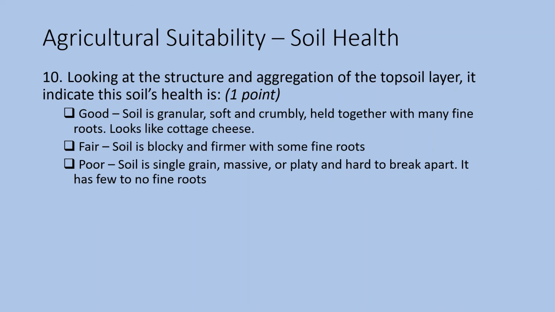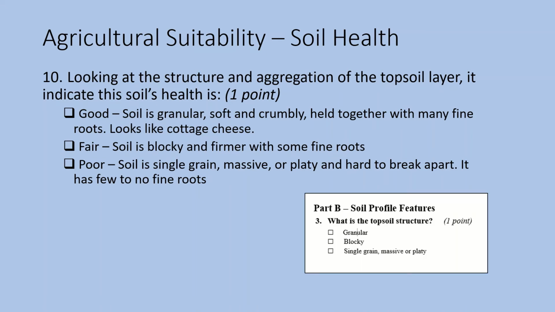And our final soil health question is looking at the structure of the soil. Remember in part B, we asked you about the topsoil structure. So then you'll use that structure to evaluate the health of the soil. We talked about with the different structures, usually when we have a lot of organic activity and organic matter in the soil we'll get a granular form, kind of looking like cottage cheese. It'll be very soft and crumbly, and there will be a lot of fine roots. That would be an indicator of good soil health.